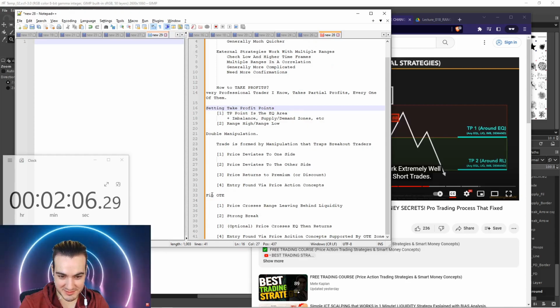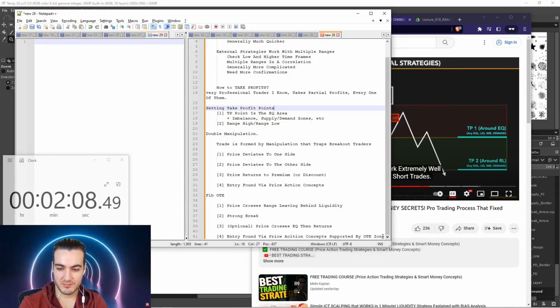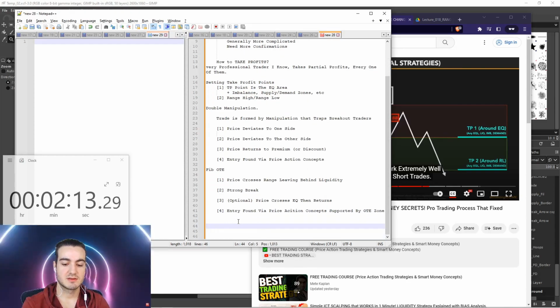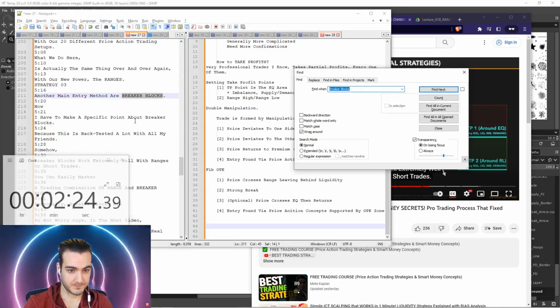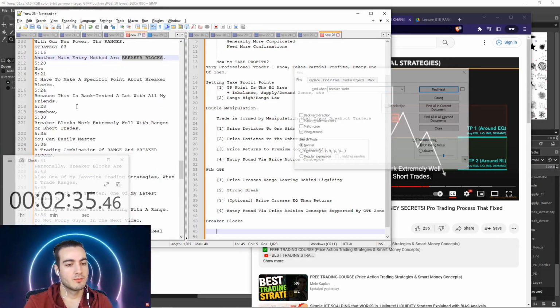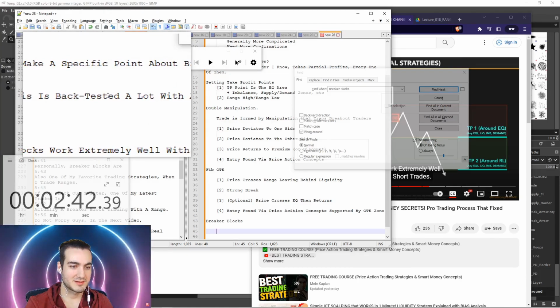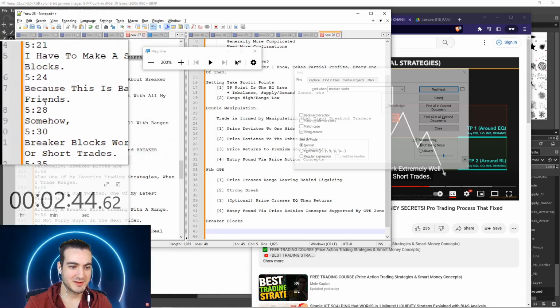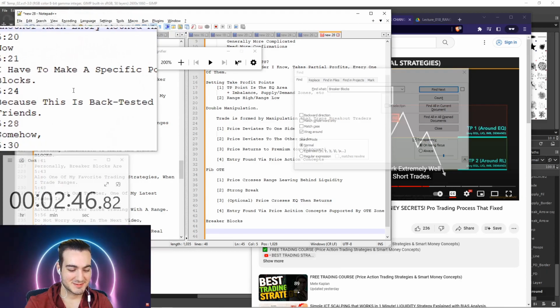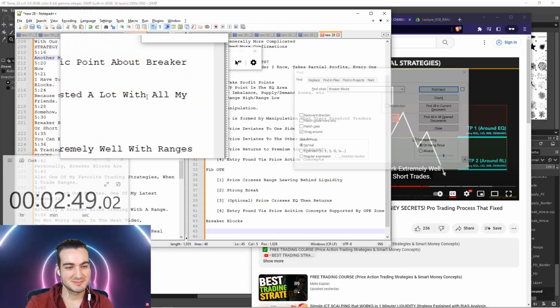Okay, double manipulation, fib OTE. This next one will be about breaker block. Back tested it a lot with all my friends. So it is this one in particular. It's a good one.